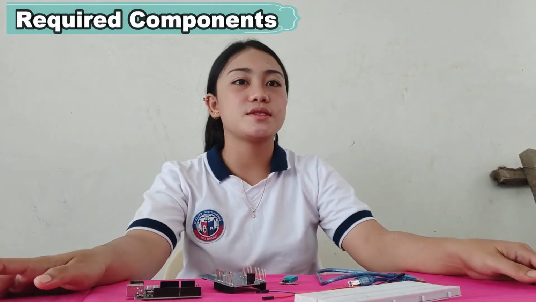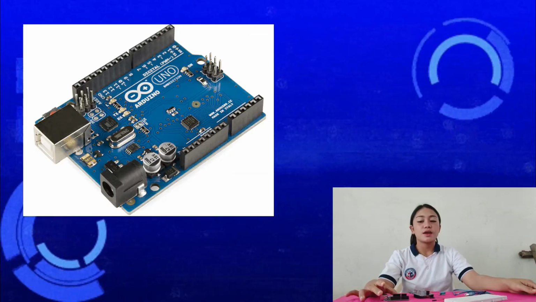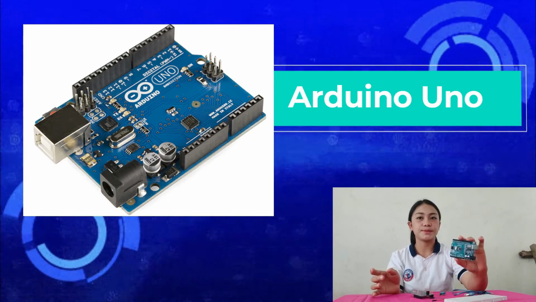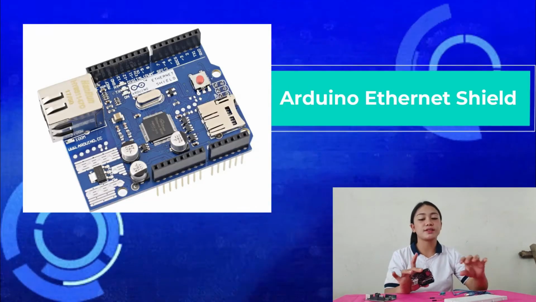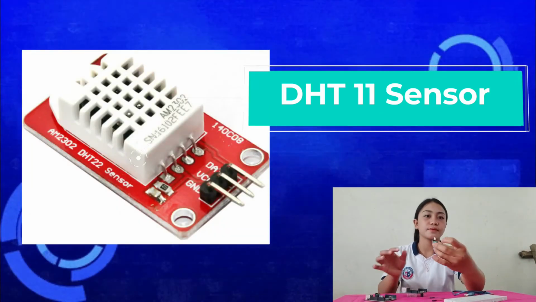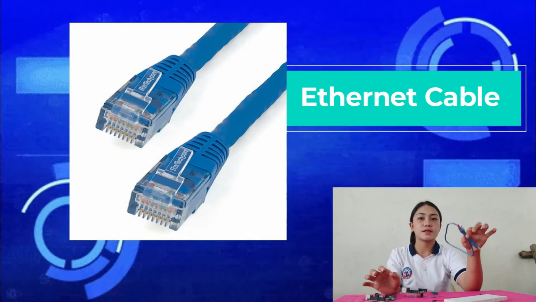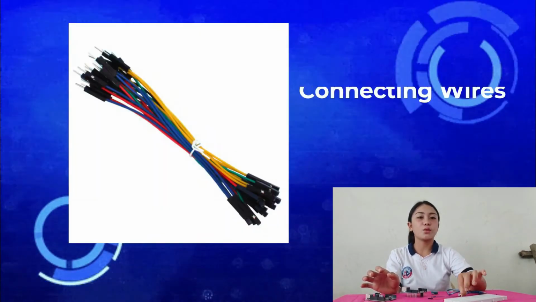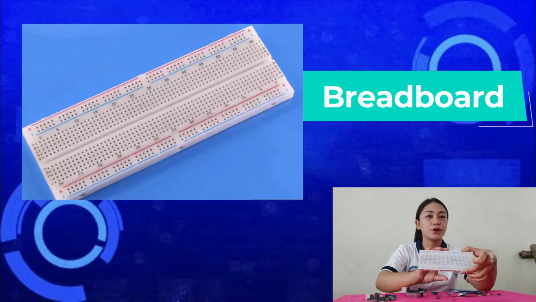The components required for logging data to a database using Arduino Ethernet Shield are as follows: Arduino Uno, Arduino Ethernet Shield, DHT11 sensor, Ethernet cables, connecting wires, and breadboard.